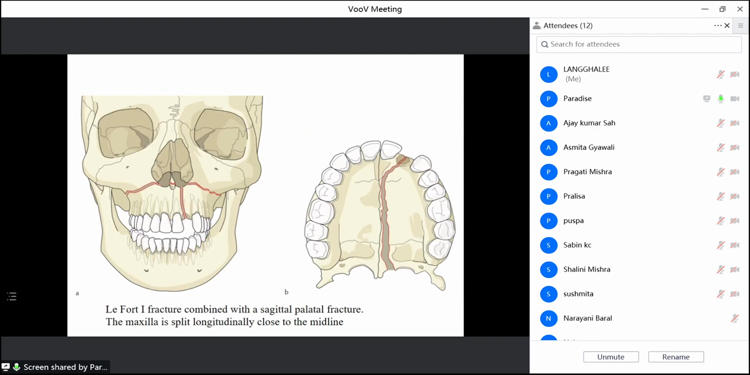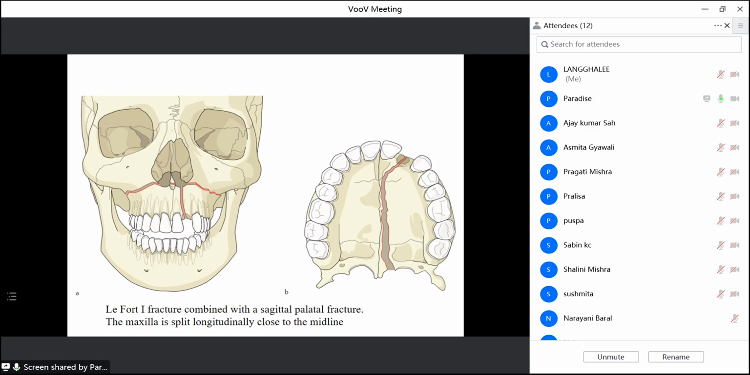Another thing is the Le Fort fracture combined with a sagittal palatal fracture, where the maxilla is split longitudinally close to the midline. Practically, in a clinical scenario, what we see most of the time is that the Le Fort fracture is always associated with a palatal split as well. So whenever there is a Le Fort fracture, we have to see whether the palatal split is present or not. The mid-palatal split is present either on the left side or the right side.